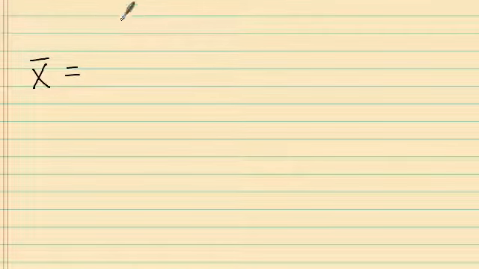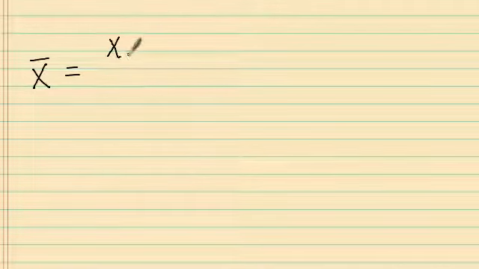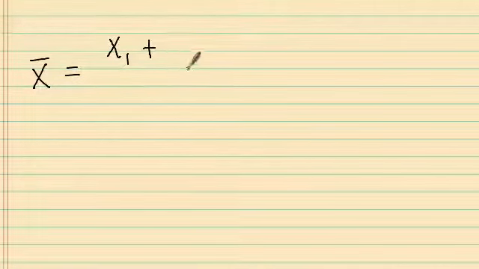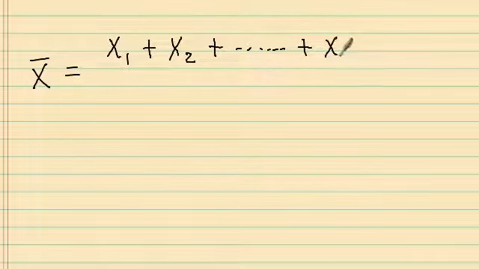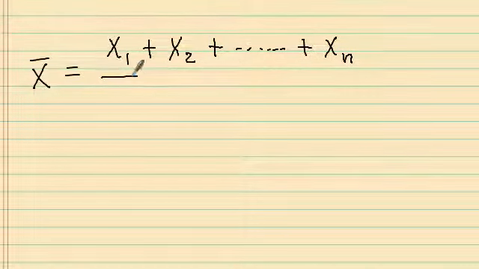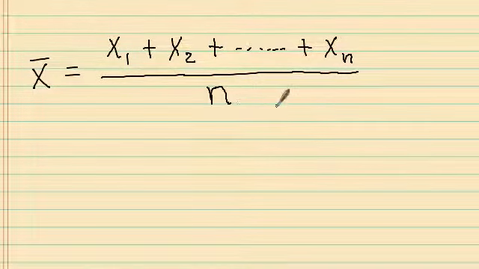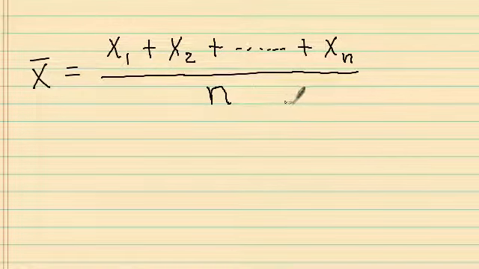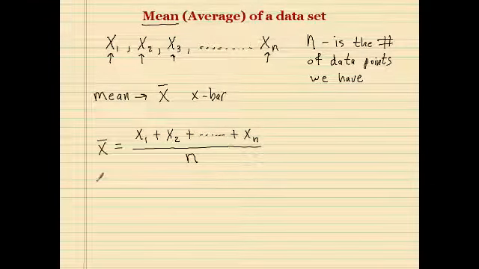x bar equals, what we want to do is take all of our numbers from our data set and add them up. So I'm going to take the first number in our data set and add it with the second number in our data set, and so on and so forth until we get to the last data point. Okay, x to the n is our last data point. So now we want to take that sum of all those data points and divide it by the number of data points that are in our set, which is n. Okay, and let's go ahead and show a little example.